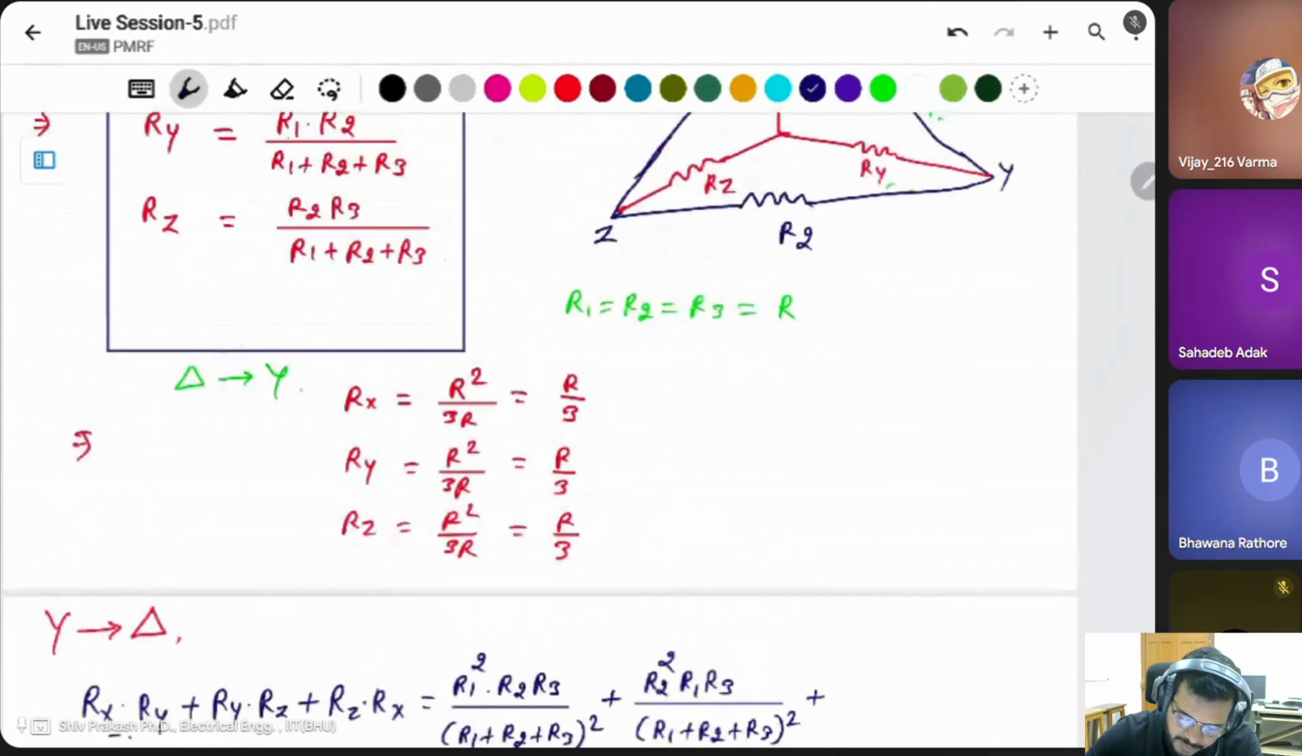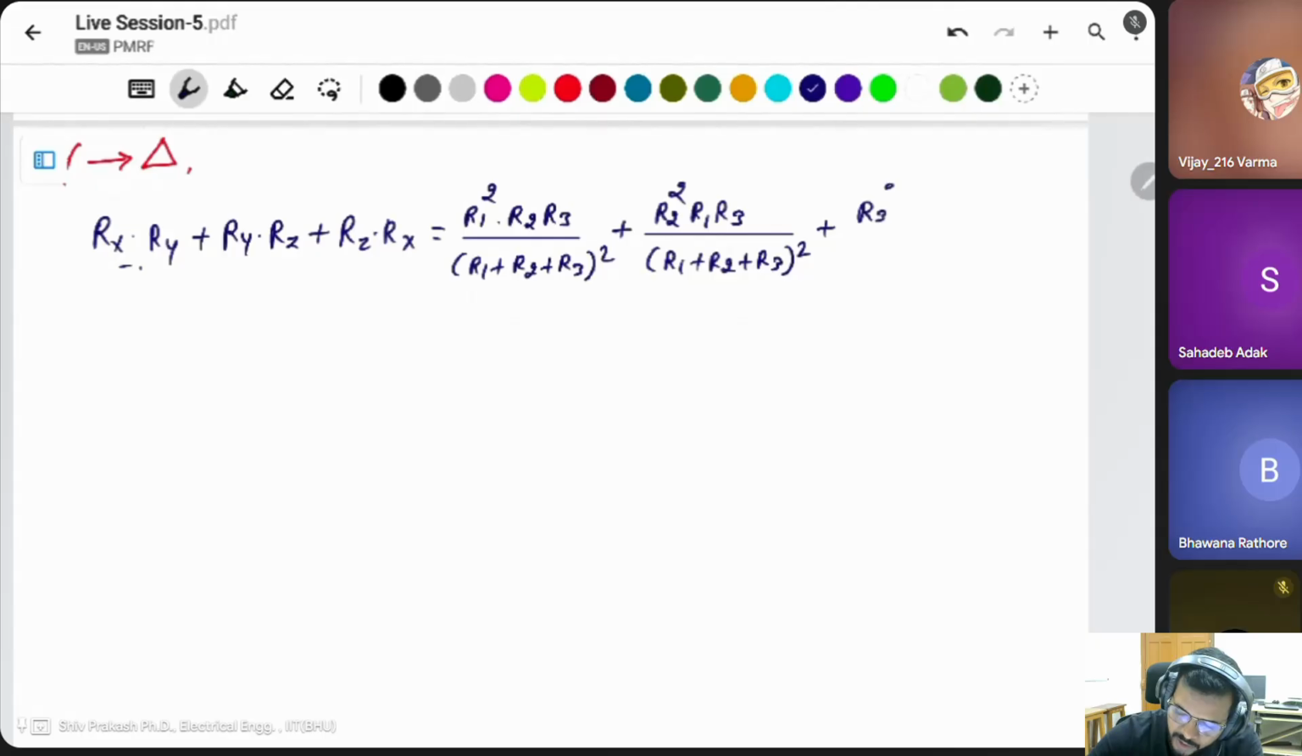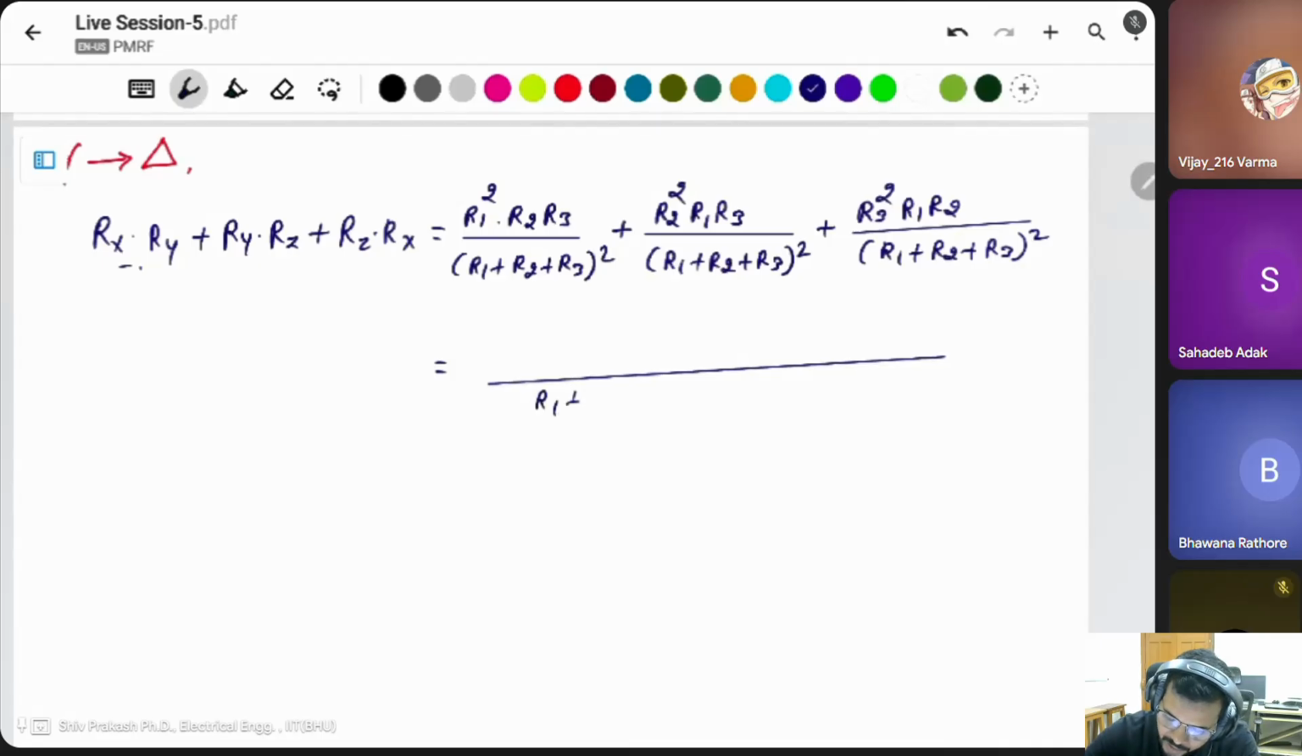If Rz and Rx multiplication, it means R3 is common. Then R3 square R1 R2 divided by (R1 plus R2 plus R3) square. This whole denominator is the same, you can take it common, (R1 plus R2 plus R3) whole square. This will be R1 square into R2 R3 plus R2 square into R1 R3 plus R3 square into R1 R2.